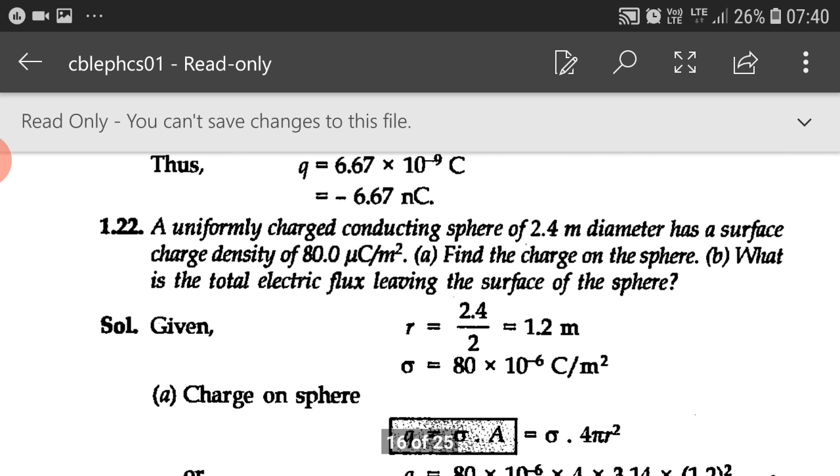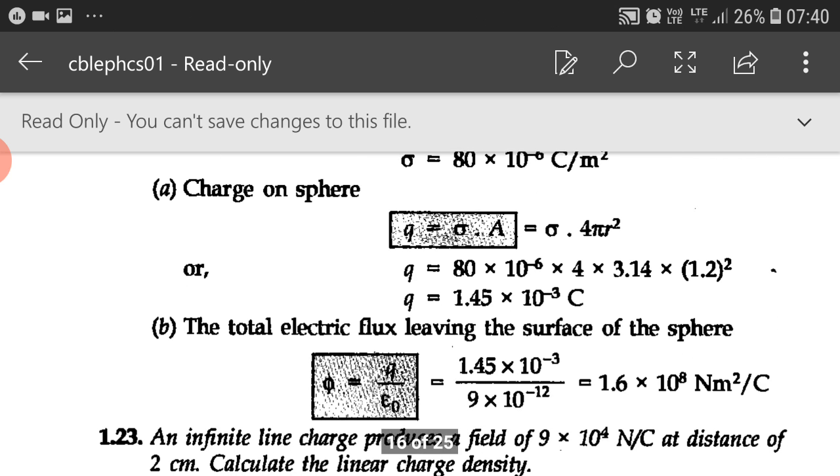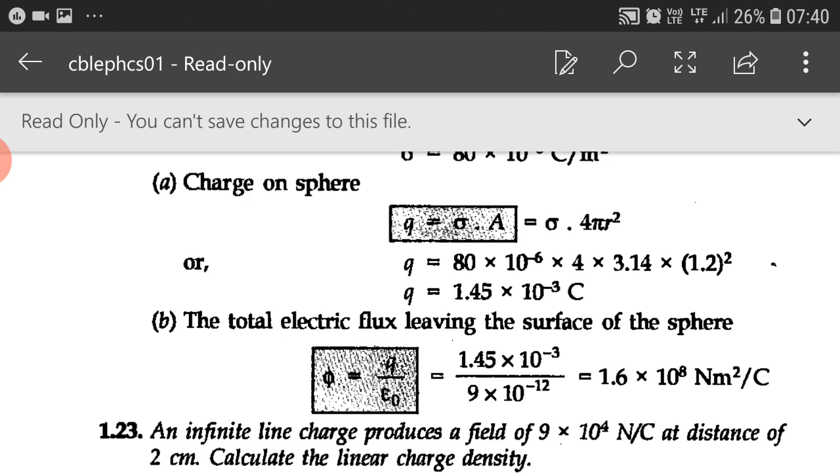In the second part, you are asked what is the total electric flux leaving the surface of the sphere. Total electric flux, that is phi. From Gauss's law, we know phi equals to Q by epsilon naught. Now Q, you have already calculated it in the first part. Epsilon naught, it is 8.854 × 10^-12. You can round it off because 8.85 is almost equal to 9. Then calculate phi, it finally comes out to be 1.6 × 10^8 newton meter square per coulomb. Remember to write the units for phi. Don't just write the numerical value, you have to write its unit also.